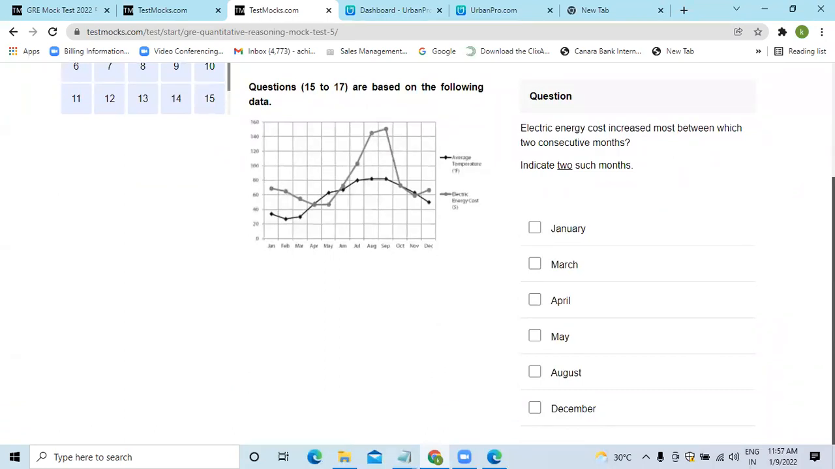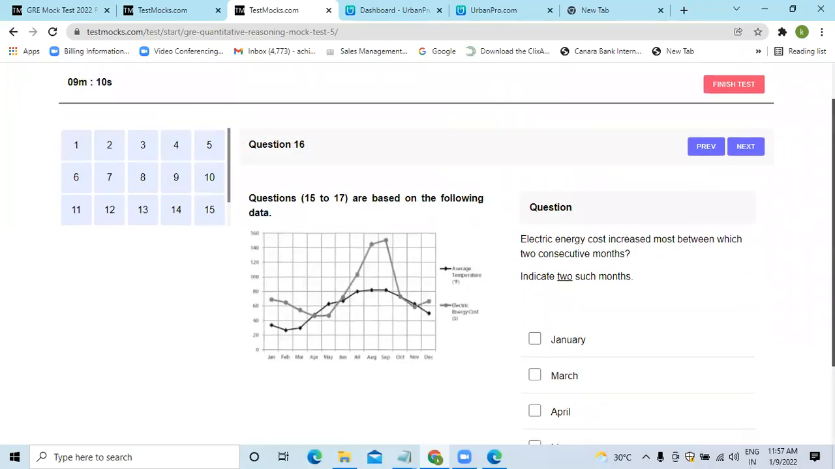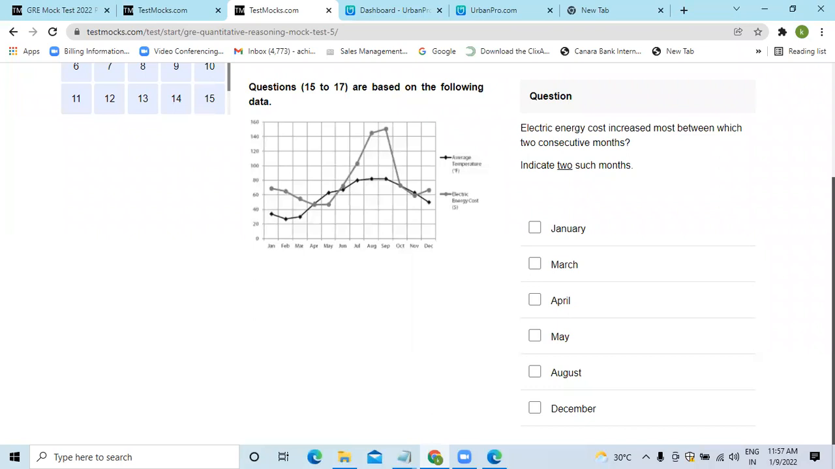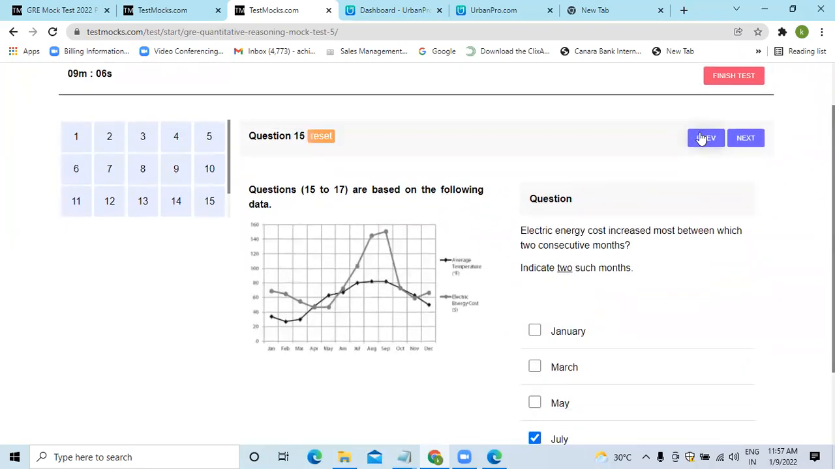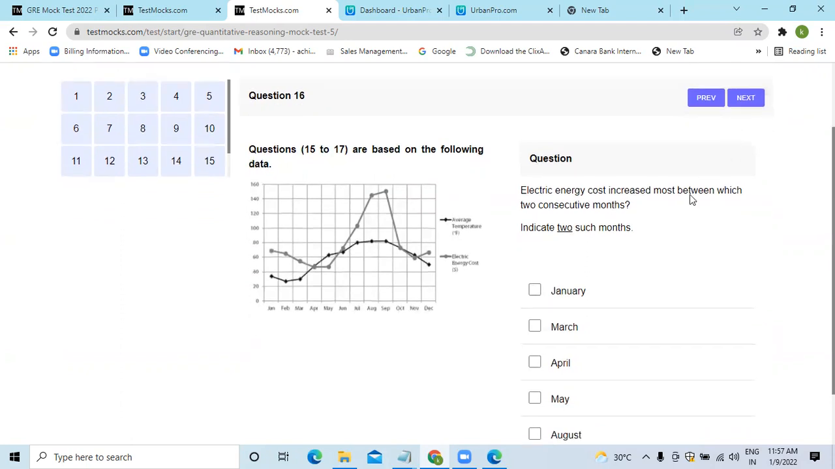Which question is this, sir? Do you move on to the next one? 16. Can you go back to the previous? Yeah, it is most. There's two same questions, so 15 and 16. Okay, increased most, and this is also increased most. It should have been decreased or increased. Maybe it is decreased. Okay, you mark the same one, no problem. Okay, so July and August done.